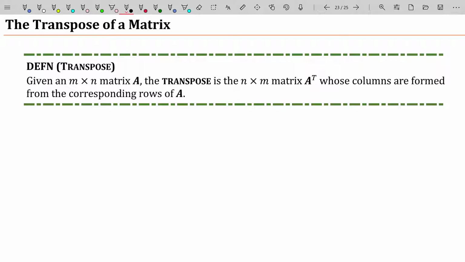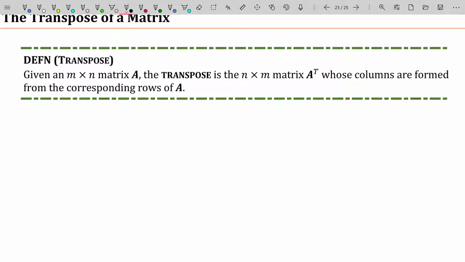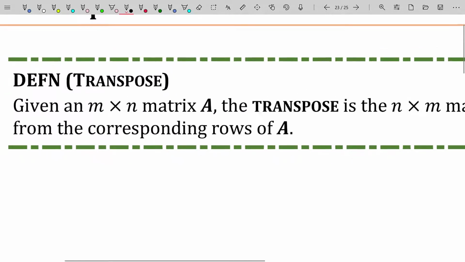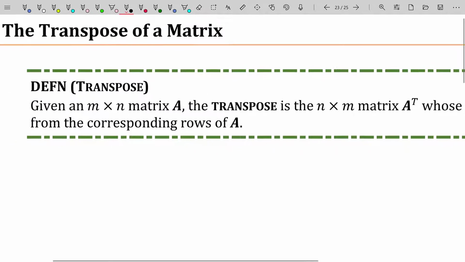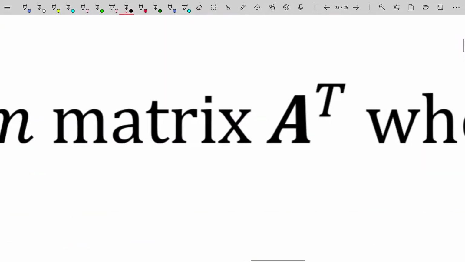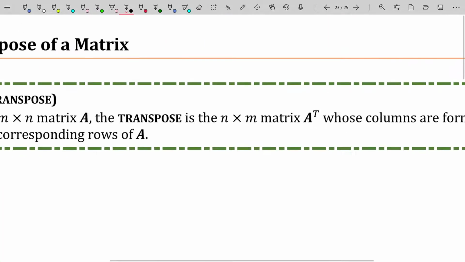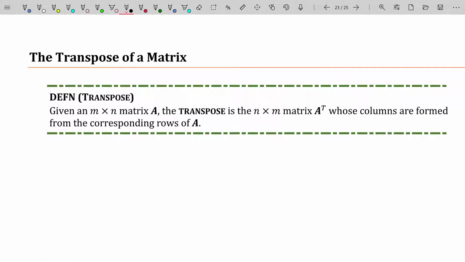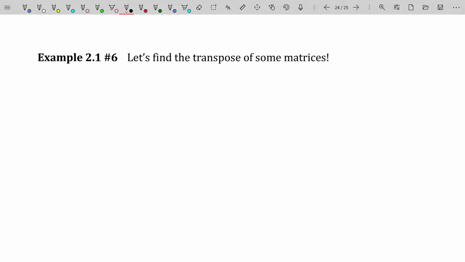So anyhow, what is the transpose? Well, given an M by N matrix A, the transpose is the N by M matrix that we denote as A with a superscript of T, for A transpose, whose columns are formed from the corresponding rows of A. Basically, you just swap rows and columns. The best way to see this is through examples, so let's go ahead and do some examples.